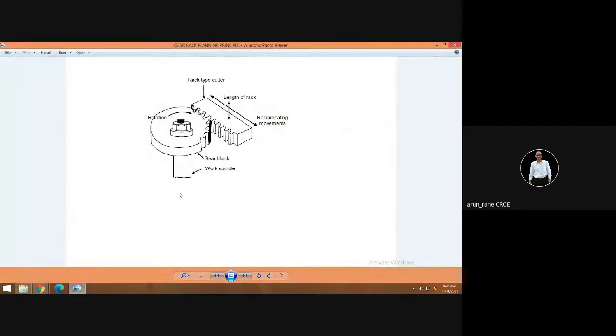This is the principle of gear teeth generating. That is, you have a gear blank which is rotating. You have a rack type cutter which reciprocates as well as it moves. This is the gear blank, which is mounted on a spindle. A spindle is called the work spindle.